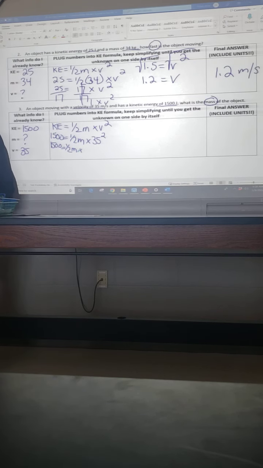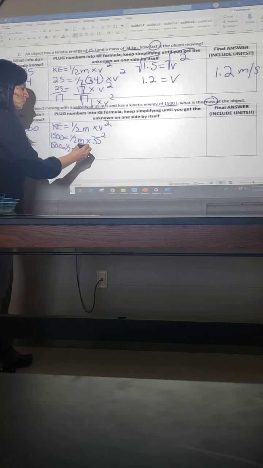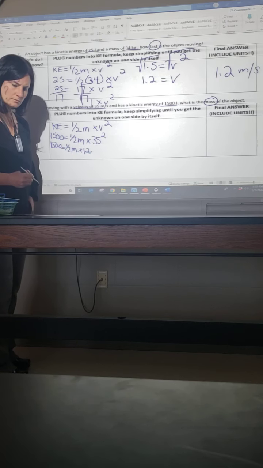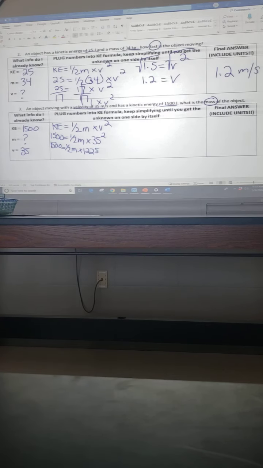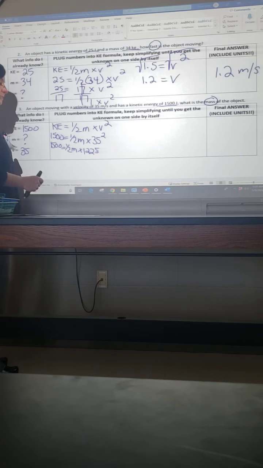So what is 35 times 35? 1225. Okay. So if you look at the hint at the very top of the page, when we're solving for mass, what does it say we have to do to get rid of the 1/2? What do we have to do, Rory? Yeah, we're going to have to multiply both sides by 2.